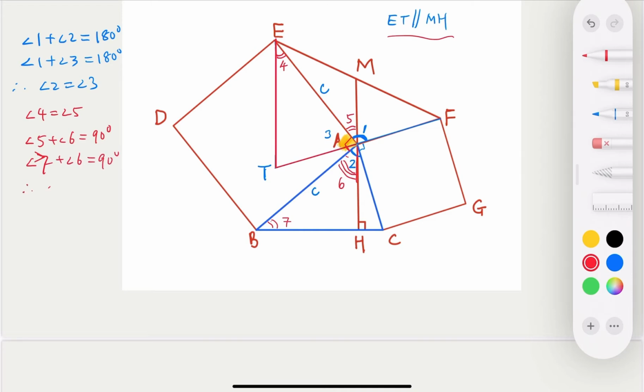So what do you have? You have 5 must equal to 7. So 7 equals 5 equals 4. So this is two triangles. I have 4 equal to 7. Earlier, I have this bigger triangle, number 2, equal number 3. 4 equal to 5, and the sides equal here. This is C and this is C. So I say that triangle ABC is congruent with AET.